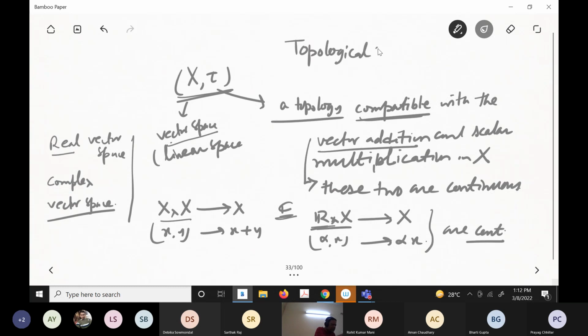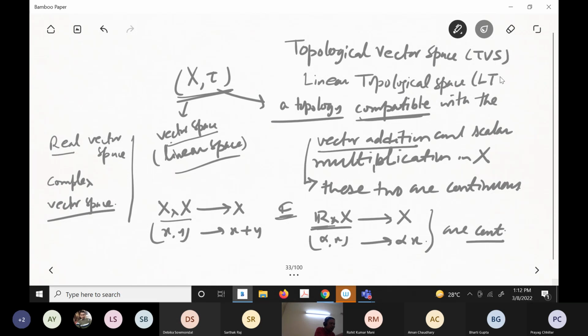That's why I've taken so much time, because since I was talking about topology and vector space, I came to this topological vector space, TVS. Some people use this prefix and call it a linear topological space, LTS. It depends on the taste of the author, but they're the same thing. It means on a vector space X over R or C, you have a topology which is compatible with respect to the vector structure of X. That means both vector addition and scalar multiplication are continuous.